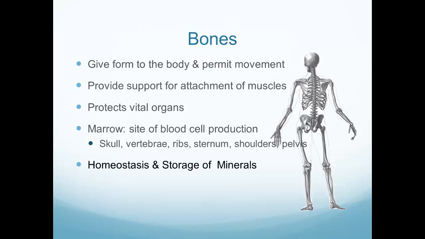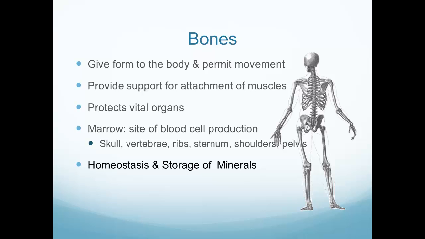Just as a background and as a review, let's talk a little bit about the structure of our musculoskeletal system, beginning with the bones that give form to the body and permit movement. Without bones, we'd just be like this big mound of flesh and not be able to have any movement or structure. They provide support for the attachment of muscles. When a muscle contracts, it causes motion because it is attached to bones. If it was just freestanding muscle sitting there in your body, it wouldn't cause any movement because it wouldn't be attached to anything.